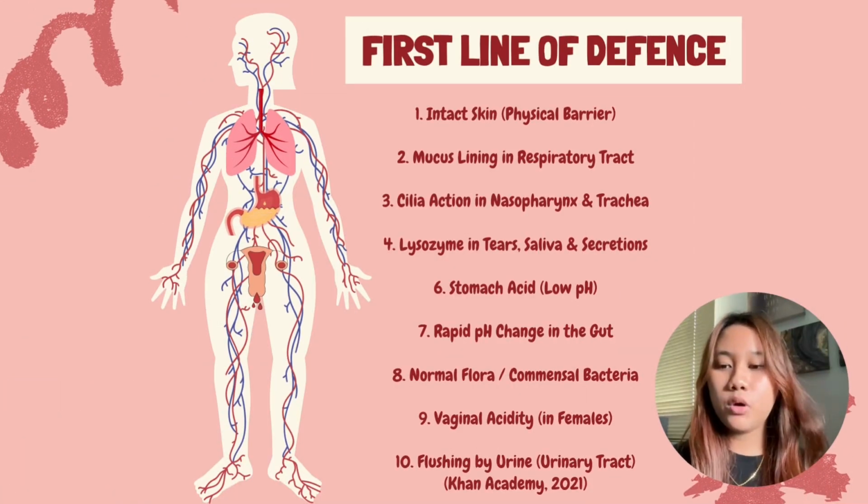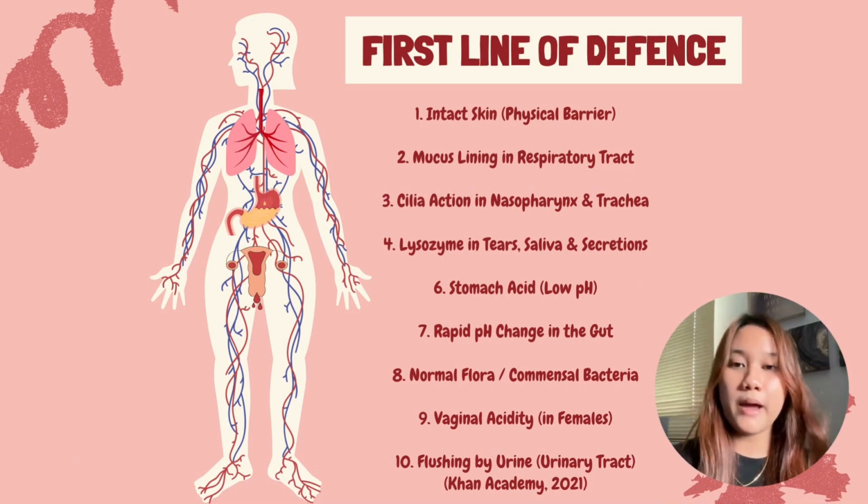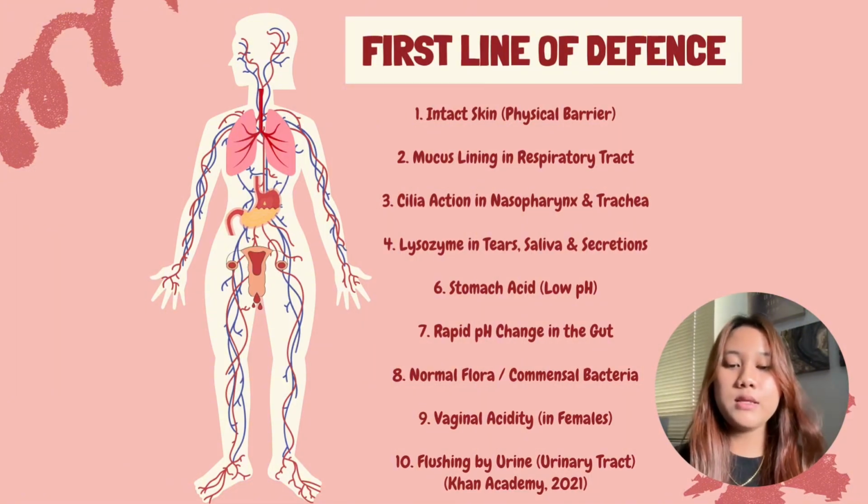So I am going to talk about the first line of defense. The first one, intact skin, which is also a physical barrier. The skin blocks pathogens from entering the body by acting as a strong continuous barrier. Its fatty acids and normal flora also help stop harmful microbes from growing on the surface.